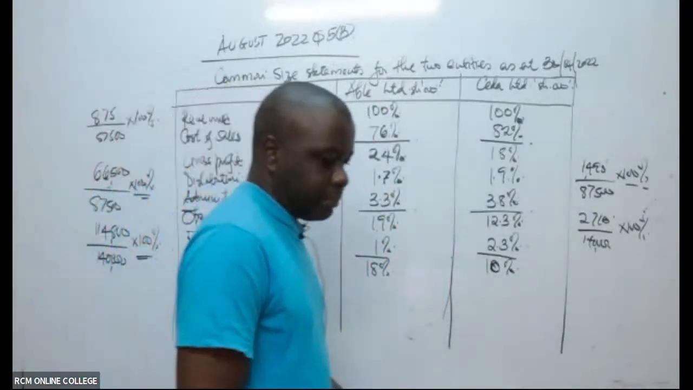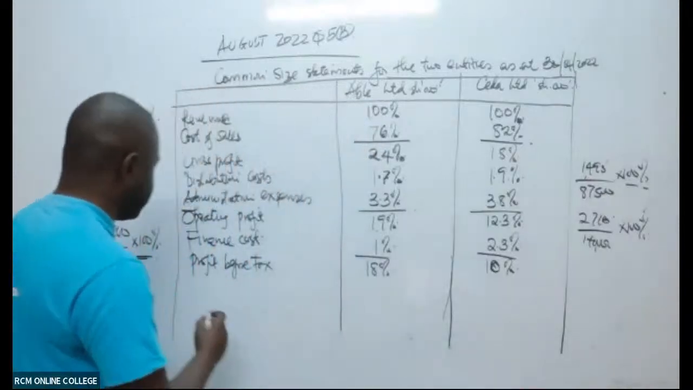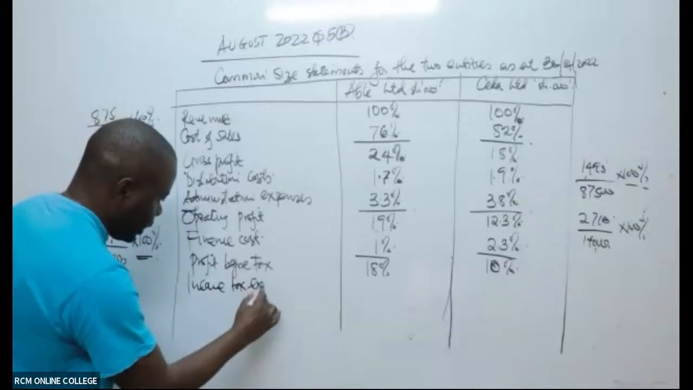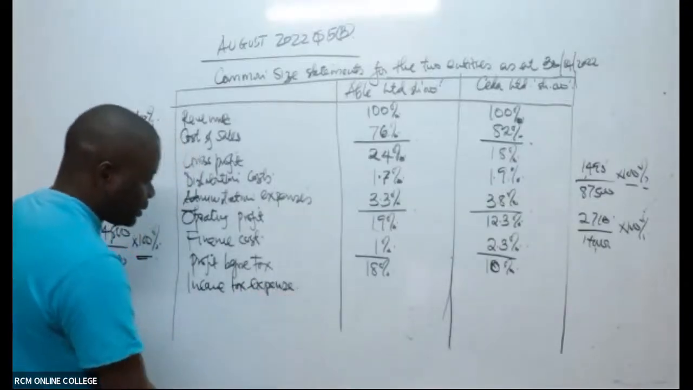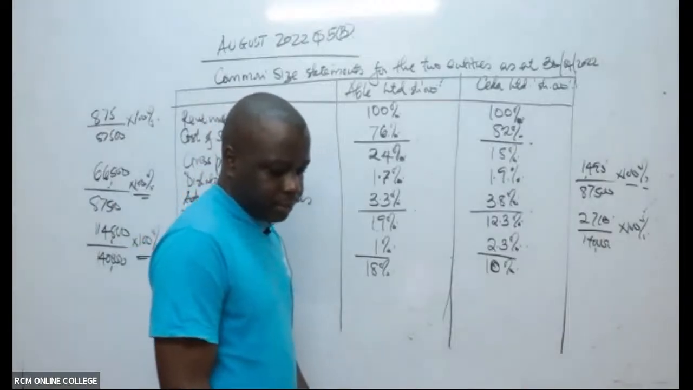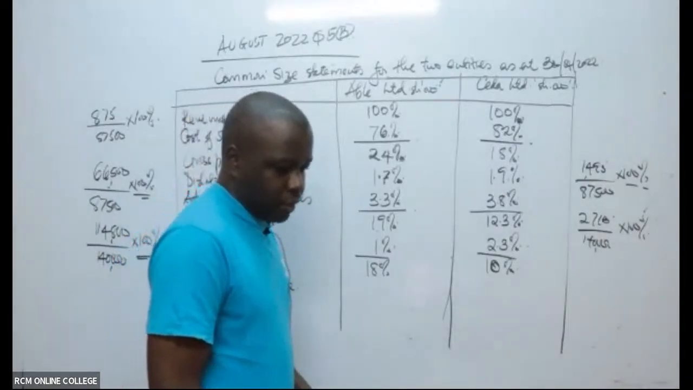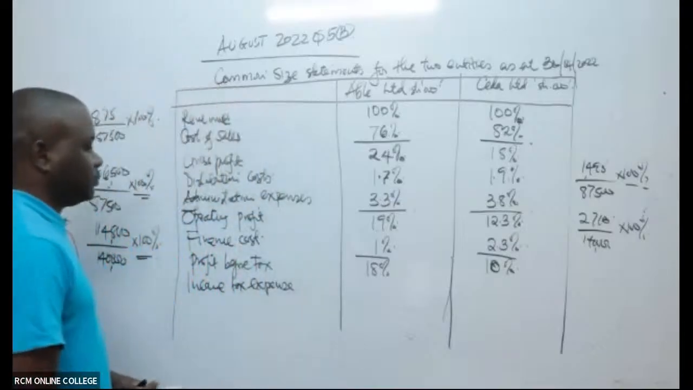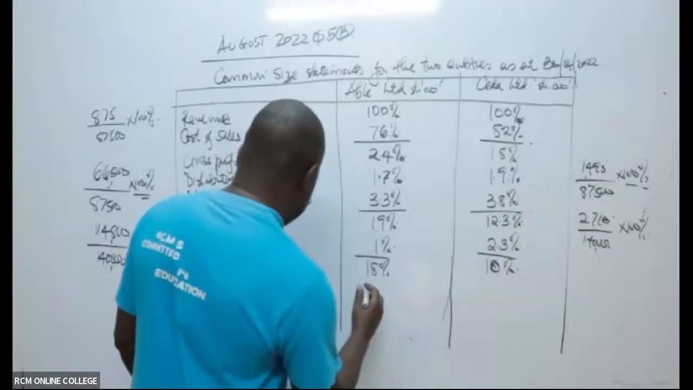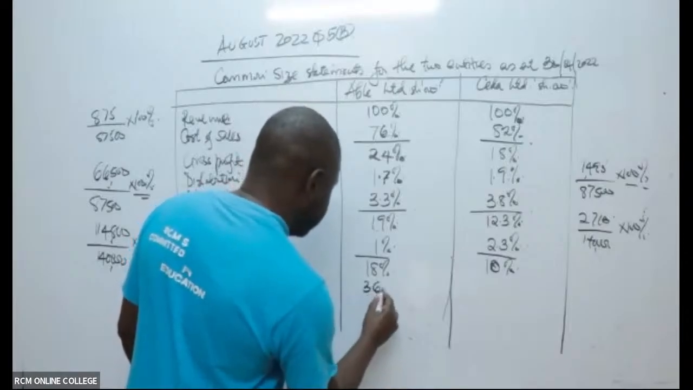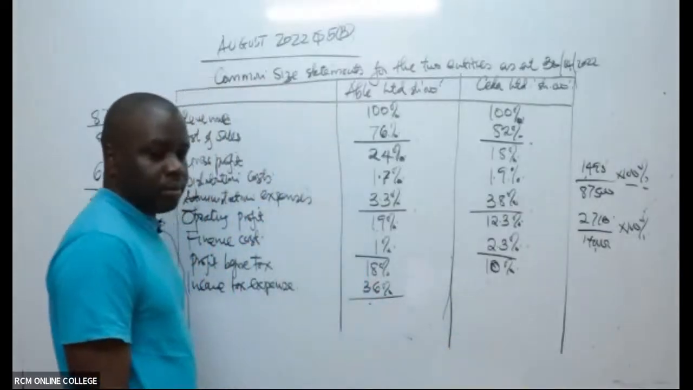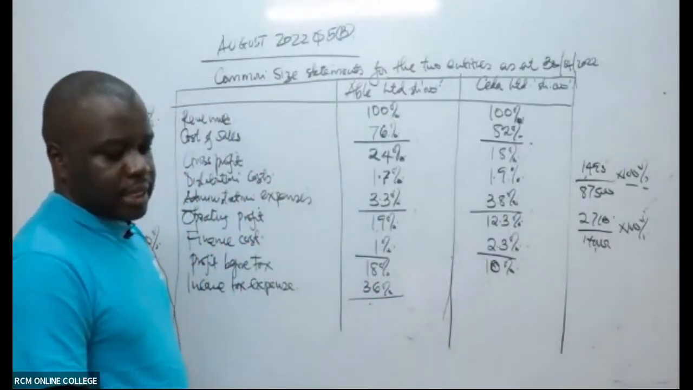Then the final item is income tax expense. So the income tax expense, you are getting what? You take 3150 over 87. Just the same procedure. Income tax expense, you're getting 3.6%. What about for SEDA?